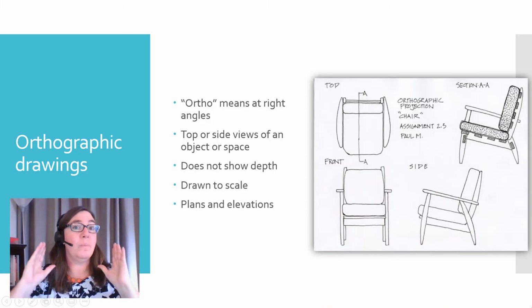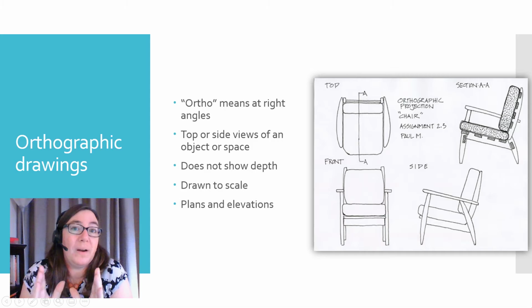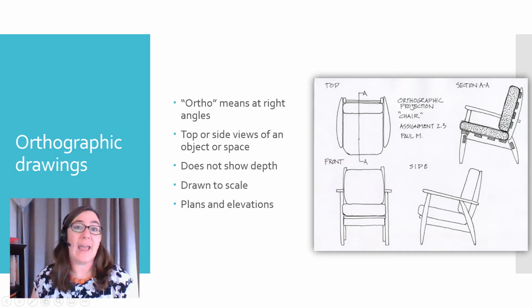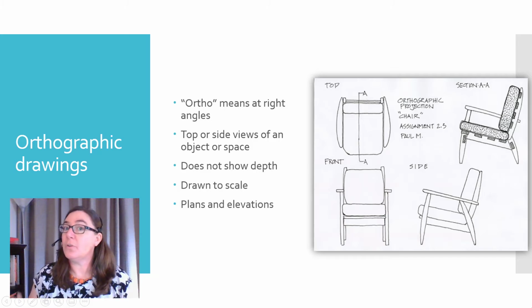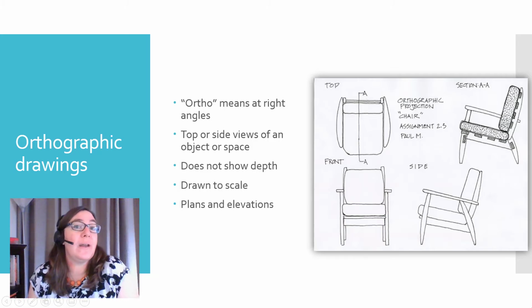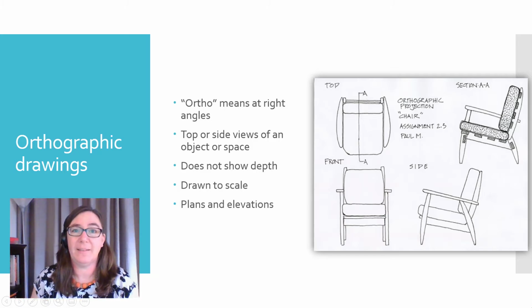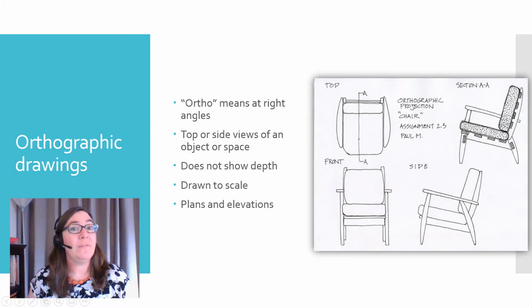Orthographic views. The ortho part of this means at right angles. And so they are top or side views, two-dimensional views of an object or a room or space. Orthographic views don't show any depth. They're drawn to scale, and that's what all architectural plans and elevations use.